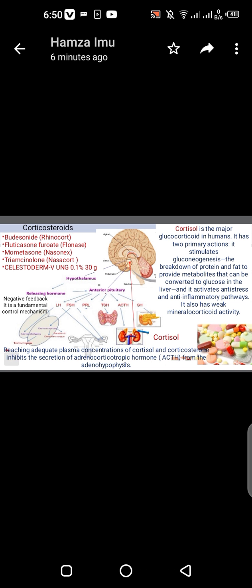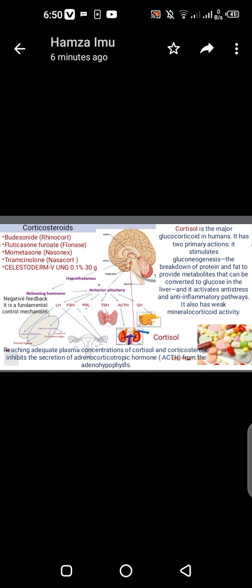Corticosteroids: Budesonide, Rhinocort, Fluticasone, Flonase, Mometasone, Triamcinolone, and Salidomarin V ointment 0.1%, 30 gram.